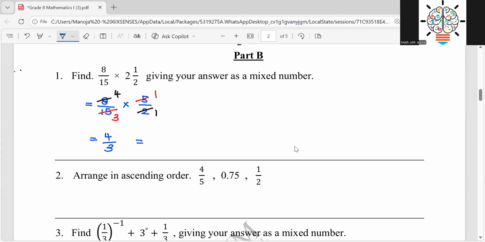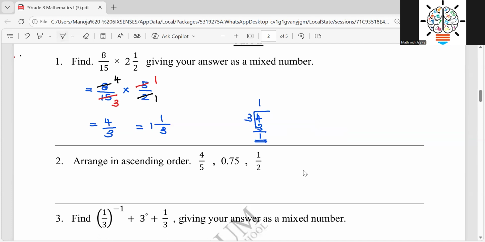I can convert this improper fraction 4 over 3 into a mixed number. 3 times 1, 3, like this, right? So then 1 over 3, right? 3 times 1, 3, 3 plus 1, 4. The answer is that because they have asked us to keep the answer as a mixed number, and originally we can see the mixed number in the question. So then you can convert the improper fraction into a mixed number. So then we will go to the next one.